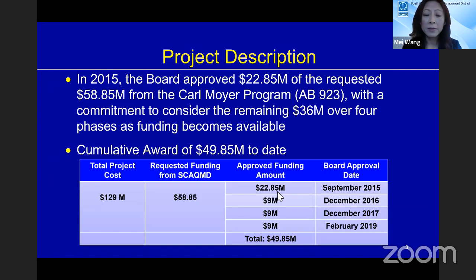Next slide, please. So in 2015, our board approved $22.85 million and was committed to consider the remaining $36 million over 4 phases. And our board since approved additional $27 million in 2016, 17, and 19 that bring the total of a project award to $49.85 million of a requested $58 million.